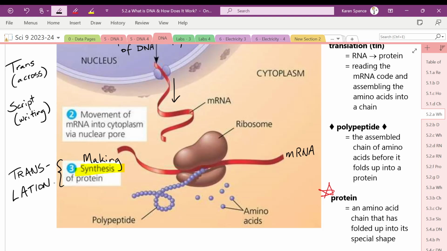We are translating the RNA code into the protein language. We're reading those 3 letters at a time, and instead of having 3 letters, we're going to have 1 amino acid for each 3 letters. So we're turning that genetic code into a protein code.